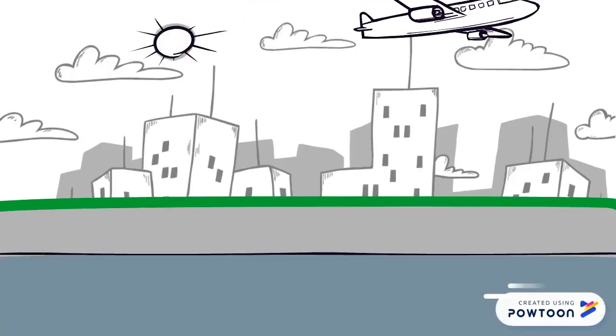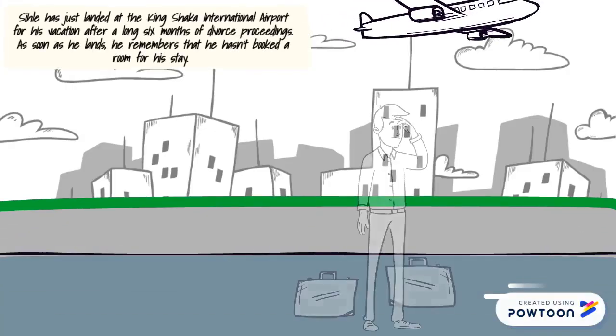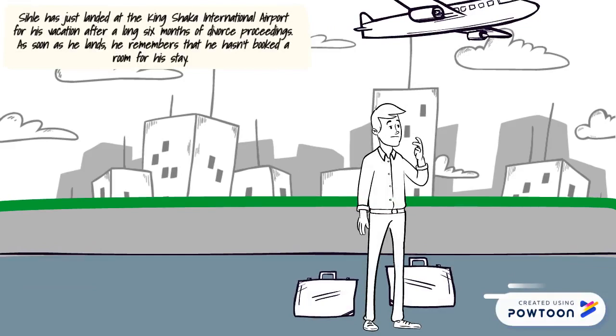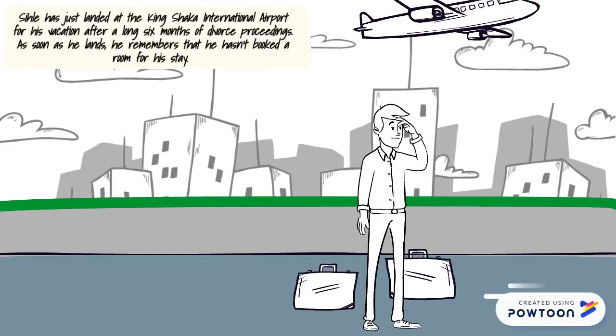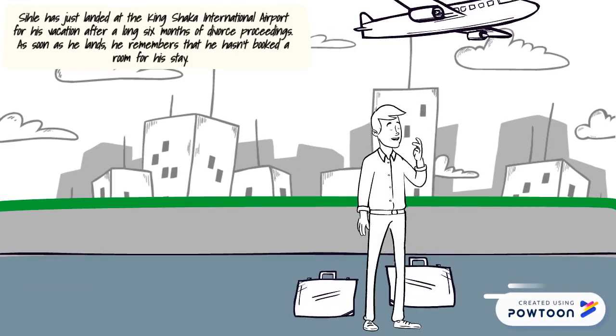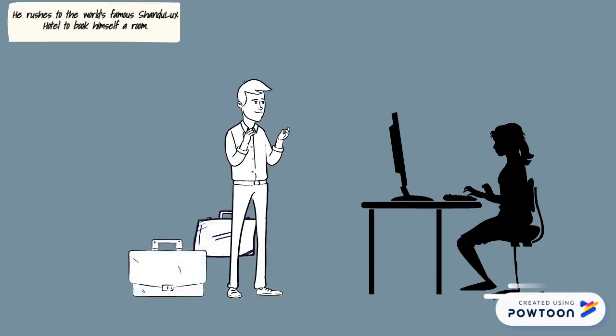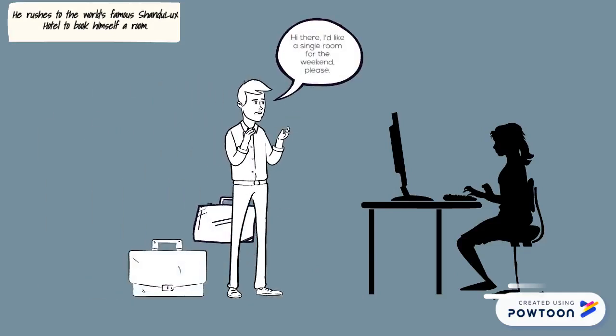Sil has just landed at the King Shaka International Airport for his vacation after a long 6 months of divorce proceedings. As soon as he lands, he remembers that he hasn't booked a room for his stay. So, he rushes to the world-famous Shandu Lux Hotel to book himself a room.